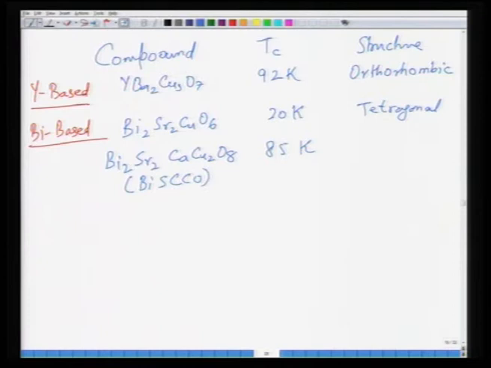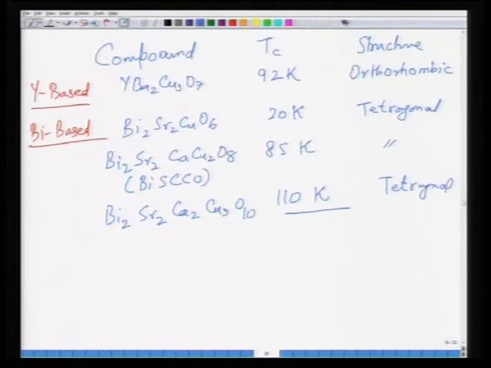And this again has a tetragonal structure, with a much bigger unit cell. Another one, you can make some more alterations: Bi2Sr2Ca2Cu3O10. So you have increased CuO and CaO2, another oxygen and another copper, and this gives rise to 110 Kelvin, and this is again tetragonal. So, if you change the BISCO composition, you can have the TC as high as 110 Kelvin.